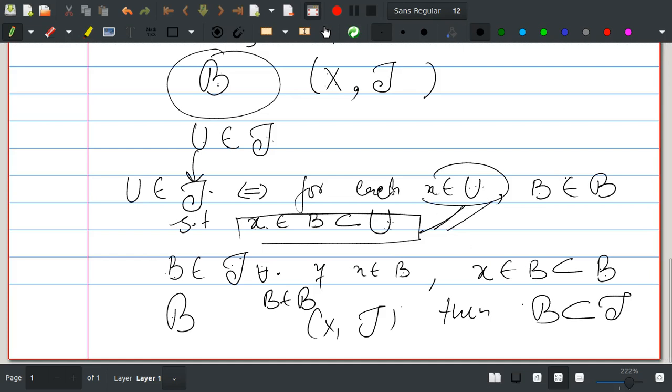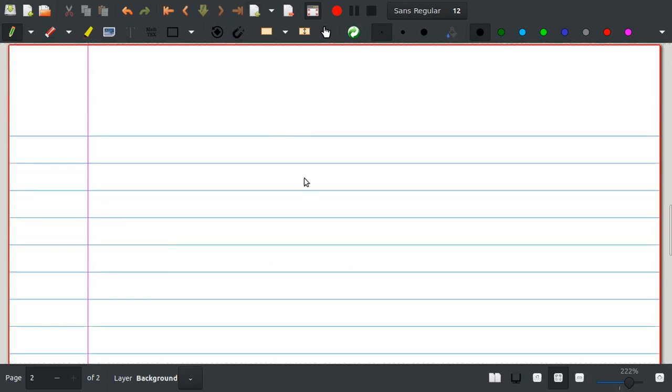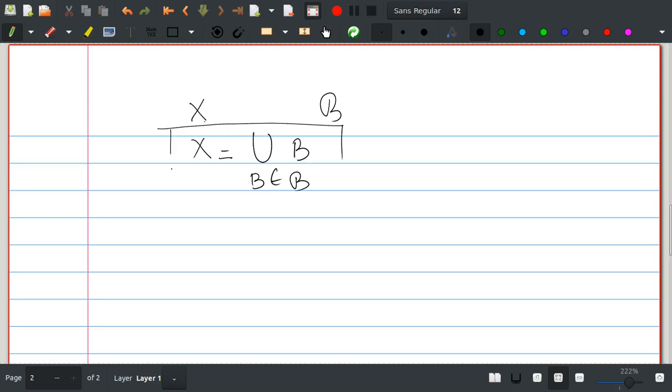Now let us prove our first result regarding the basis for a topology on X. But before that, one should keep in mind that if X is a set and B is a basis for X, then this X is actually the union of all basic elements. So this we have already proved in the previous lecture, so there is no need to prove this again. So we have this first lemma.